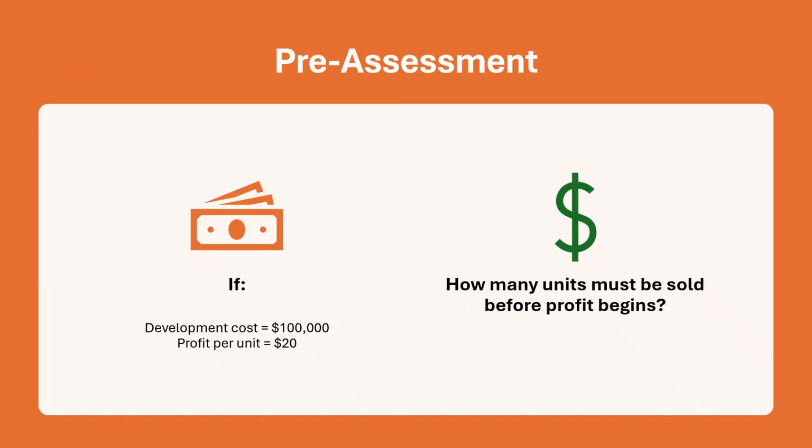So let's start with a quick thinking question. If the development cost of a product is $100,000 and you are making a $20 profit per unit, how many units must be sold before you begin to make a profit? Okay, just do a quick calculation.